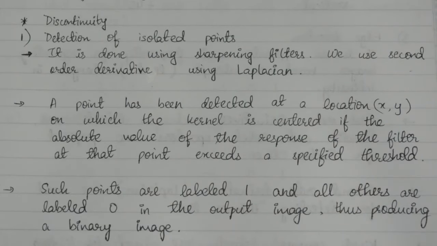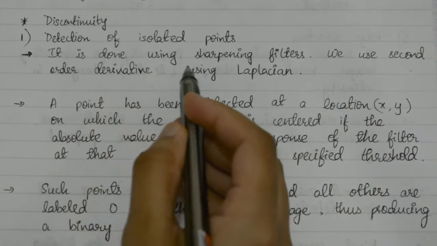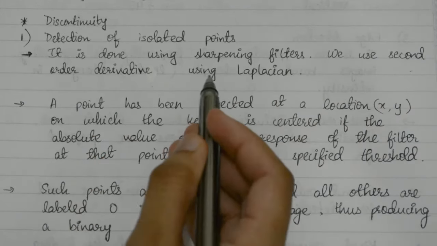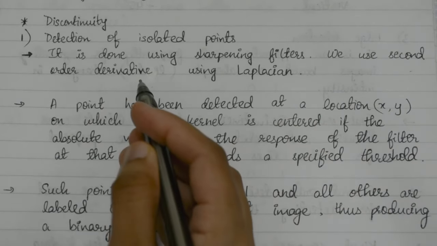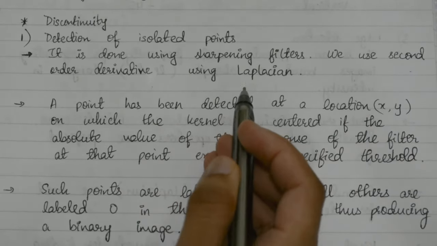Now let's look at point detection, which comes under discontinuity. Point detection is done by using sharpening filters. We use the second order derivative using the Laplacian. We have studied this earlier. If you haven't watched the previous videos yet, then kindly do so before watching this one.